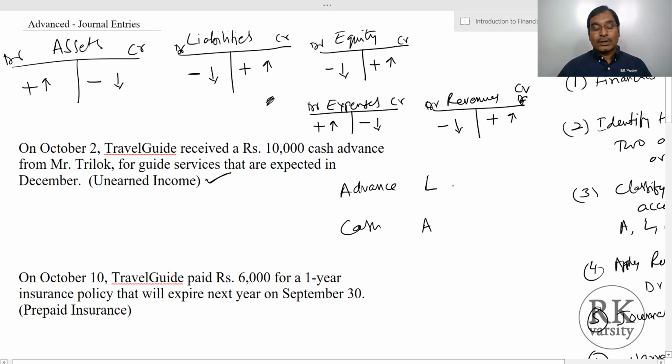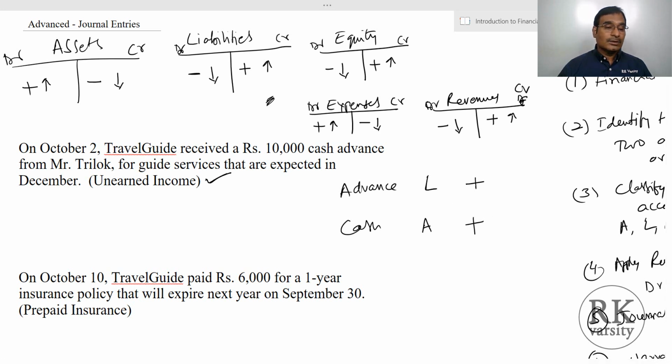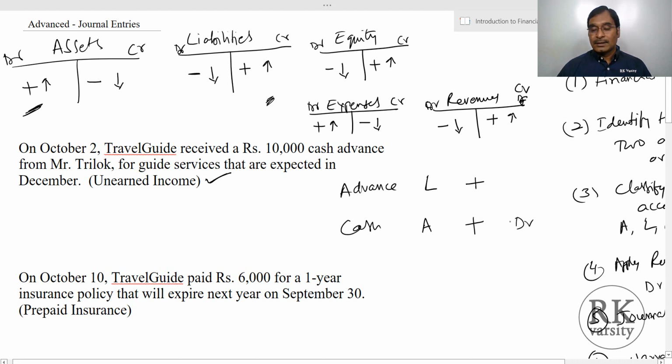So here, what is happening to your advance amount liability? There is an increase in a liability. There is also an increase in your asset. So when an asset increases, what do we do? Check here, asset increases, we debit. Then what do we do with the liability? When there is an increase in a liability, check here, we credit.